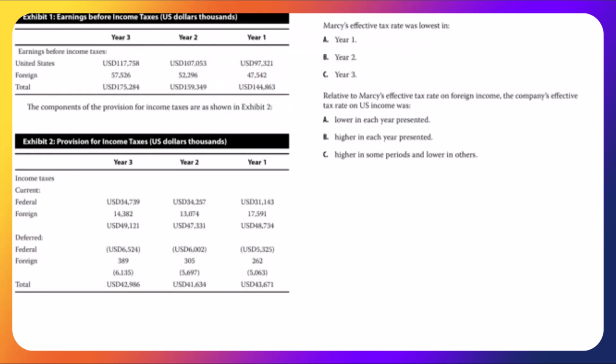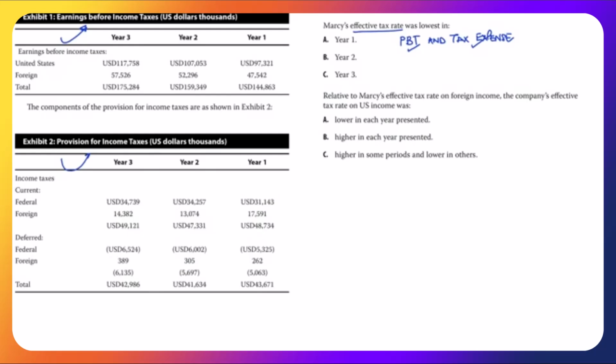Couple of exhibits here. Marcy's effective tax rate was lowest in year 1, year 2, or year 3. So a whole world of calculations to do. Key is knowing what the effective tax rate is. We would need profit before tax and tax expense to calculate that. Do we have it? Well, Exhibit 1 is our earnings before income taxes, our profit before tax. So yes, we do. And Exhibit 2 shows us our taxes.